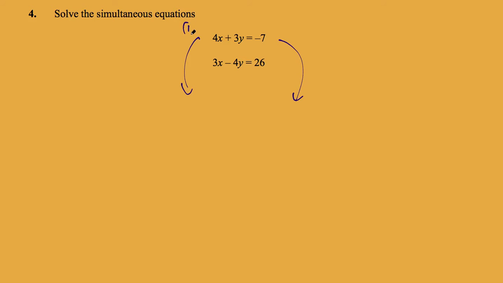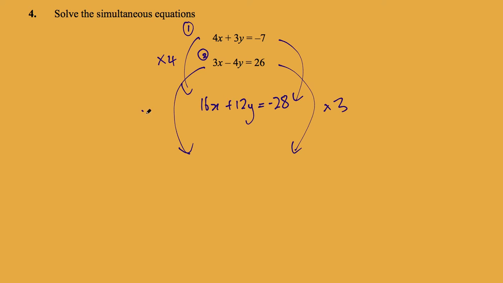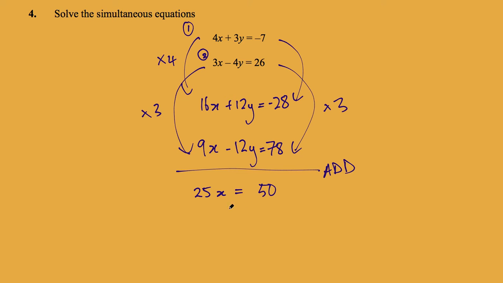So I'm going to take this first equation, equation 1, and multiply it by 4 so that I end up with 12y. That gives me 16x plus 12y equals minus 28. And I'm going to take equation 2 and multiply it by 3 so that I end up with minus 12y. So that's 9x minus 12y, and 3 26's is 78. Then I'm going to add these equations together, and that gives me 25x equals, because 12y added to minus 12y is 0, 78 minus 28 is 50, so x equals 2, and I divide both sides by 25 there.